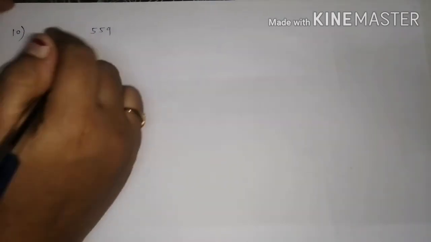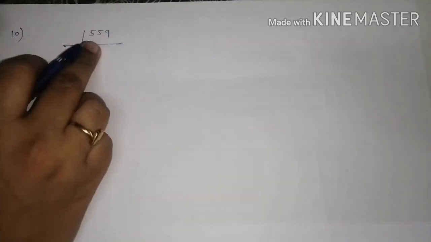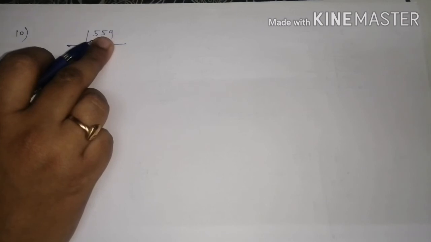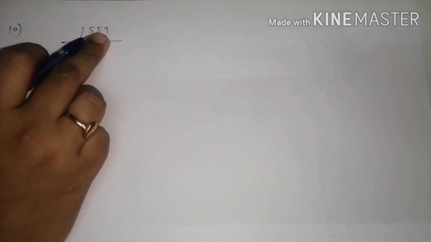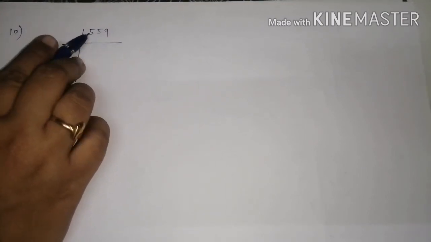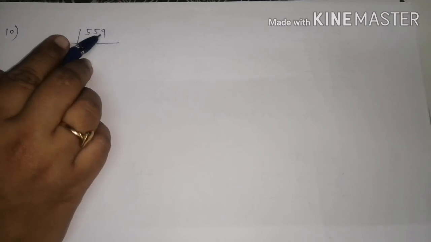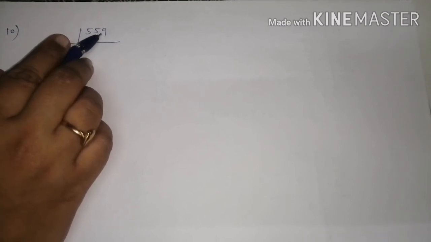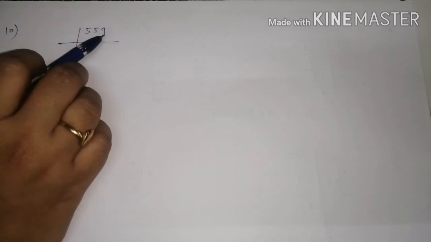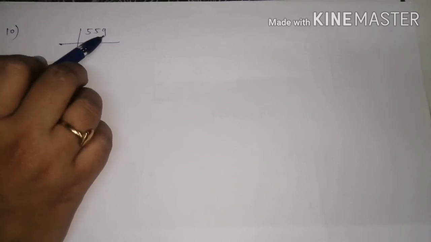559. Let's find out the prime factors of 559. Now the units place is 9. It will not get divided by 2. For 3, let us add the digits. 5 plus 5 is 10. 10 plus 9 is 19. It will not get divided by 3. 5 also it will not go because the units place is 9.